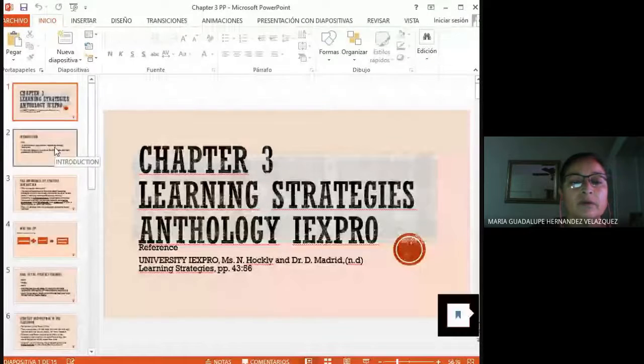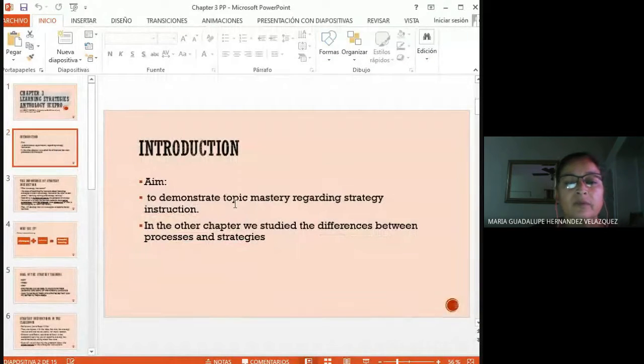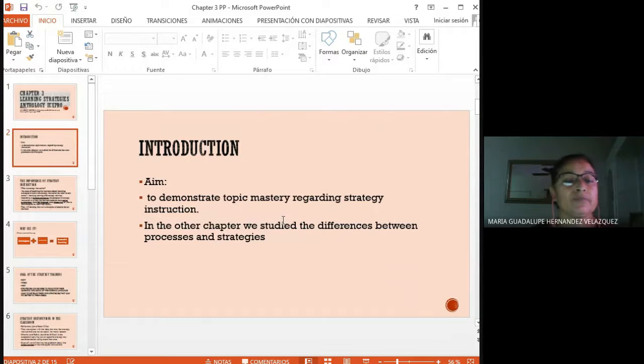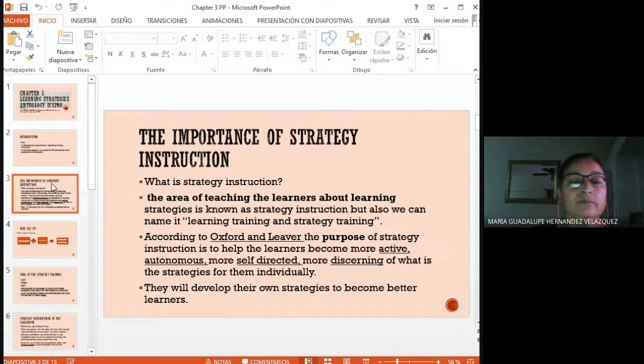Remember the last topic that we saw, it was the difference between the process and strategies. Now we are going to review the learning strategies instructions. Okay, and the aim is to demonstrate the topic, in this case, the importance of the strategy instruction.